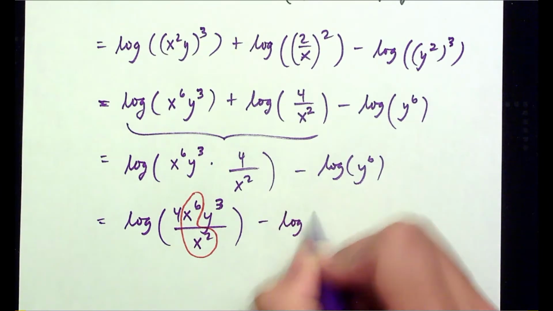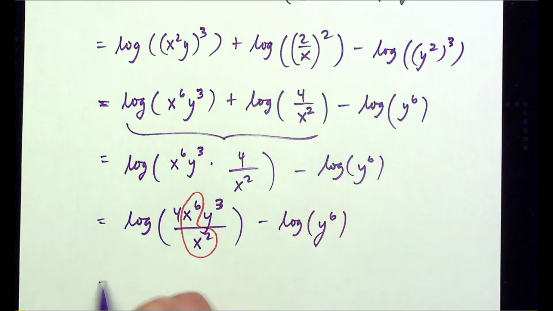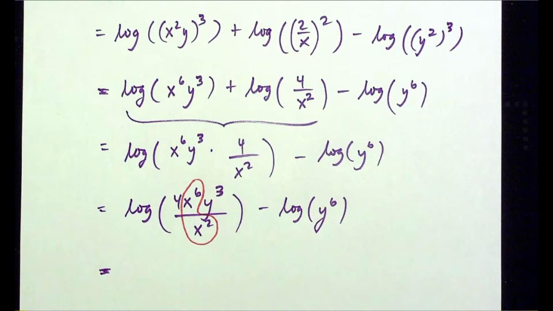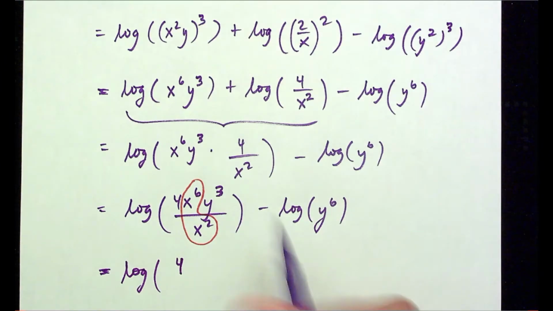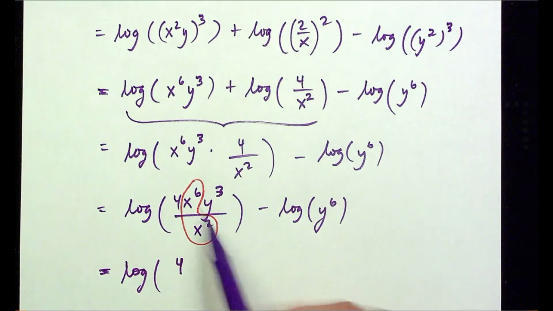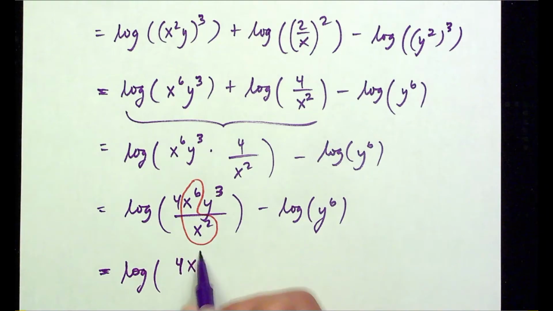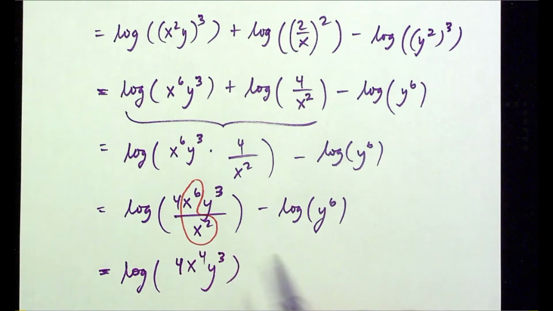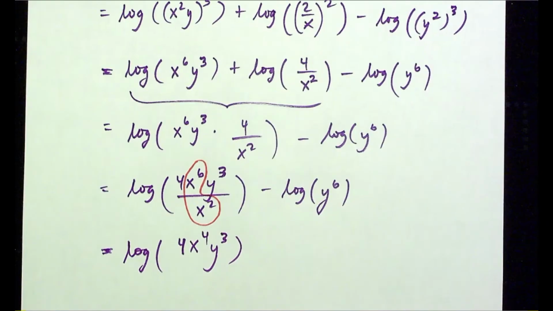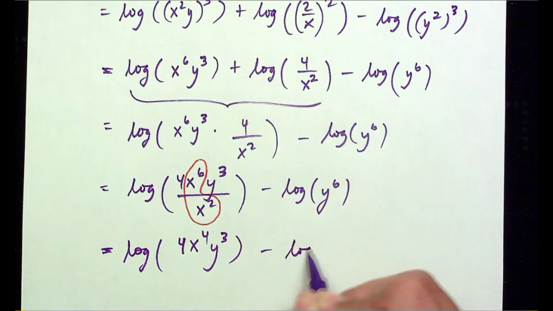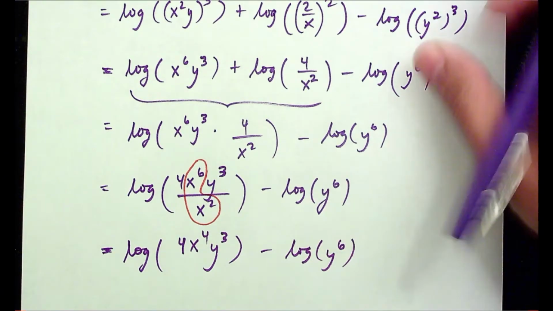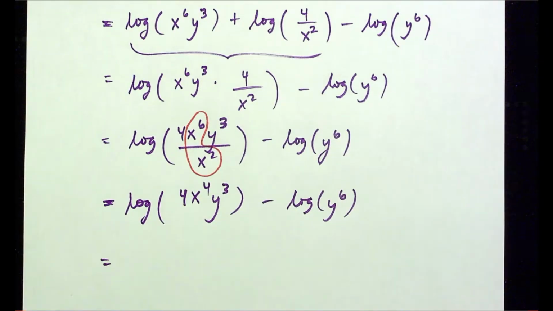Minus log of y to the 6th. Now let's combine here. What do you get there? You combine those x's. You will get 6 minus 2 is 4, so you would get x to the 4th. x to the 4th y cubed. Okay, I think in 2 more steps we probably can finish this.